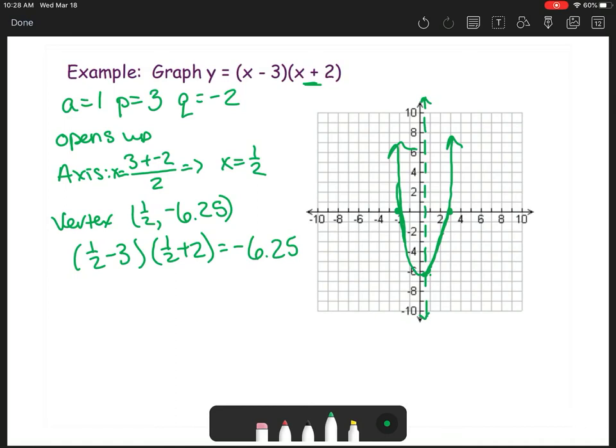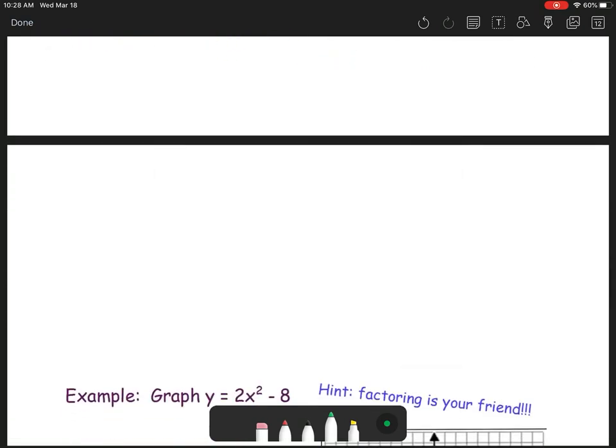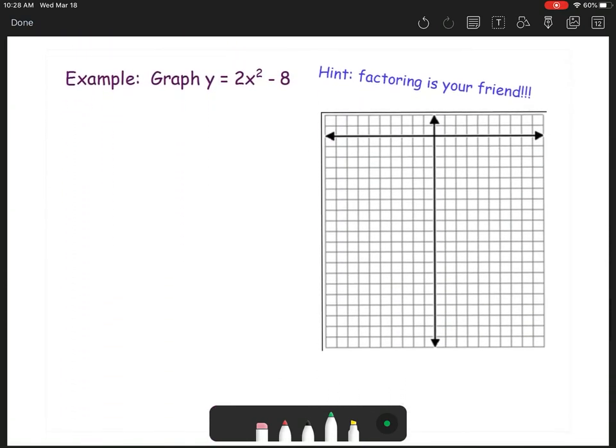Pretty close there, so it's all right. Okay, so when they're given to us in intercept form, they're not super terrible. They're pretty easy to find the things. But what if they're not given to us in intercept form and they're given in standard form? Then you have this hint here that factoring is absolutely your friend.